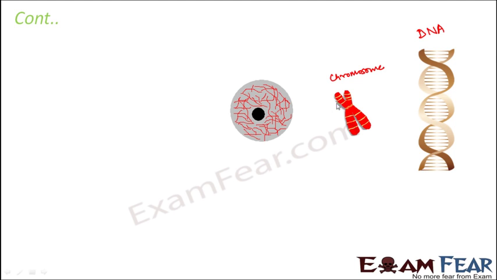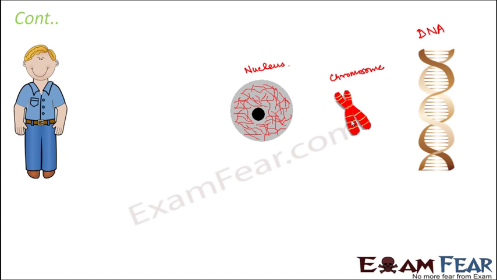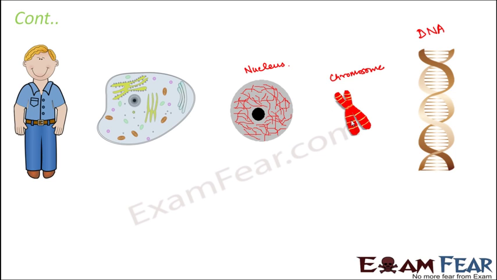Now where is the chromosome located? Chromosome is located inside the nucleus. So if you see, this is the nucleus, and inside the nucleus you can see the red colored thread-like structures. But when you magnify the thread-like structure, this is how it looks. And where is the nucleus located? The nucleus is located inside the cell. So here you can see the nucleus, and the cell is located inside the body.